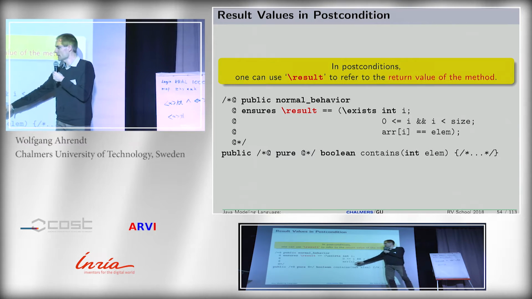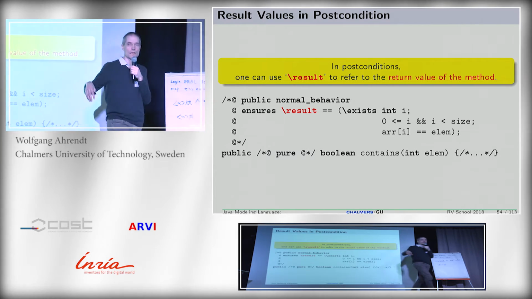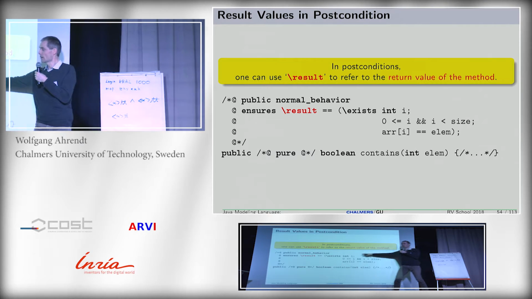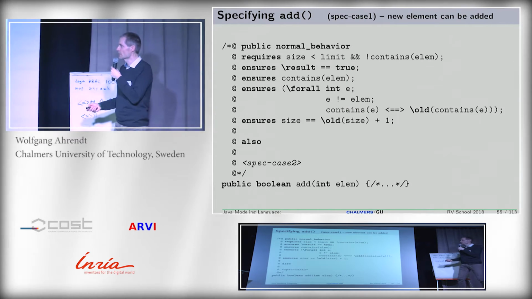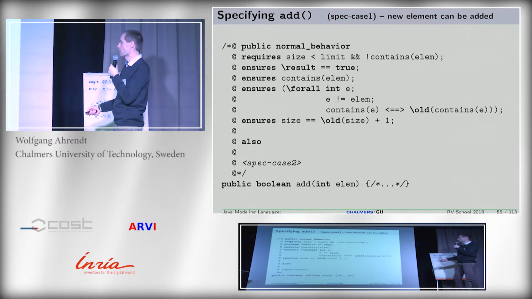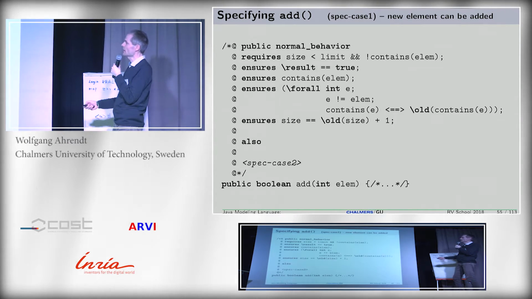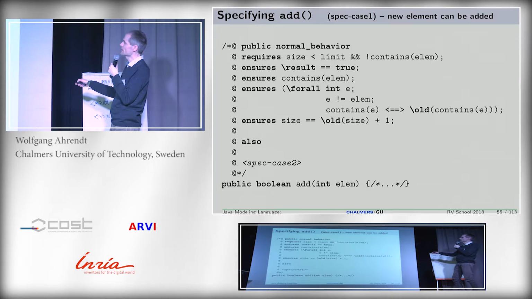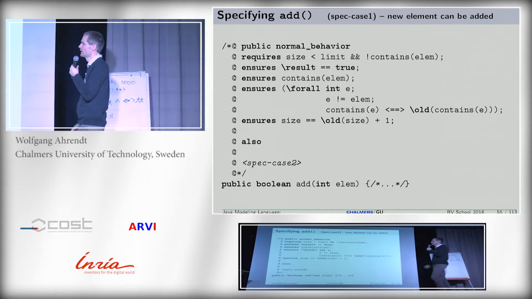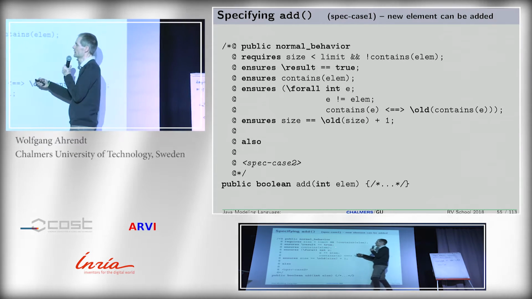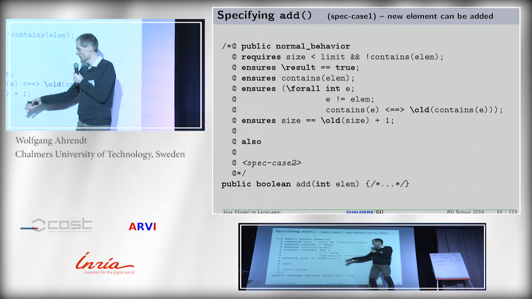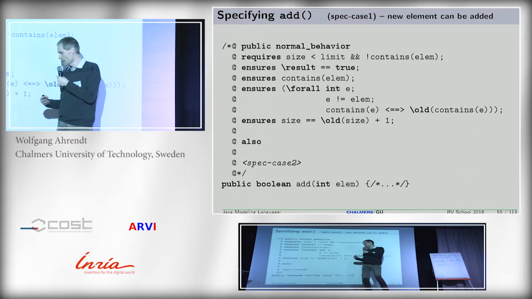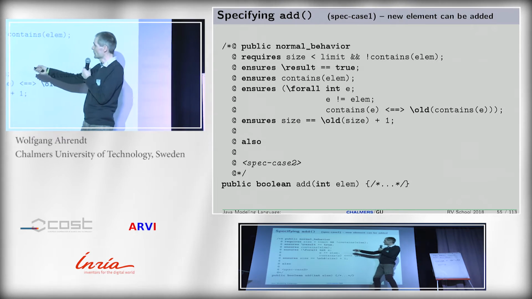And once you have this here, you can use that in the specification of your other methods without talking about this stuff here anymore, because we already know. So for instance, in add, we can now say, okay, if we still have space and the element is not yet contained, then the result of add is true. You also have that in Java methods, that if I add something and it was not there before, you will have true as a result value.